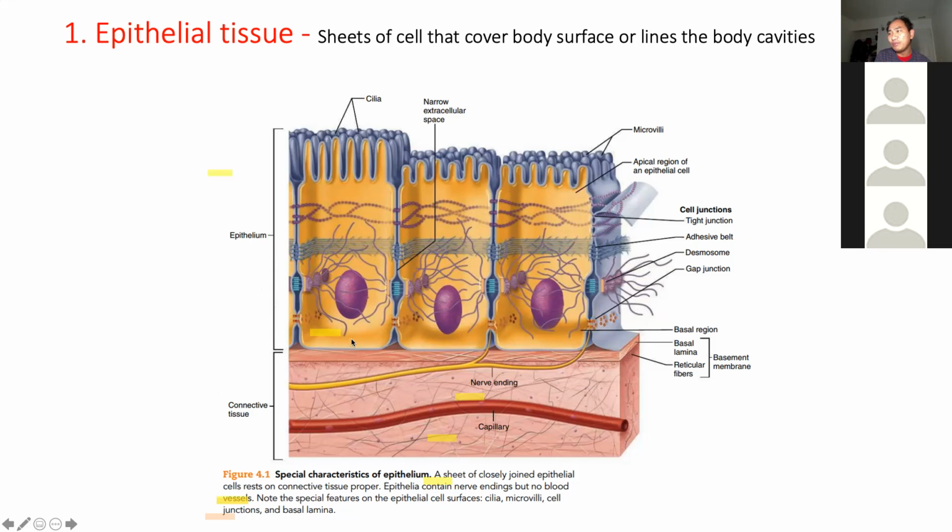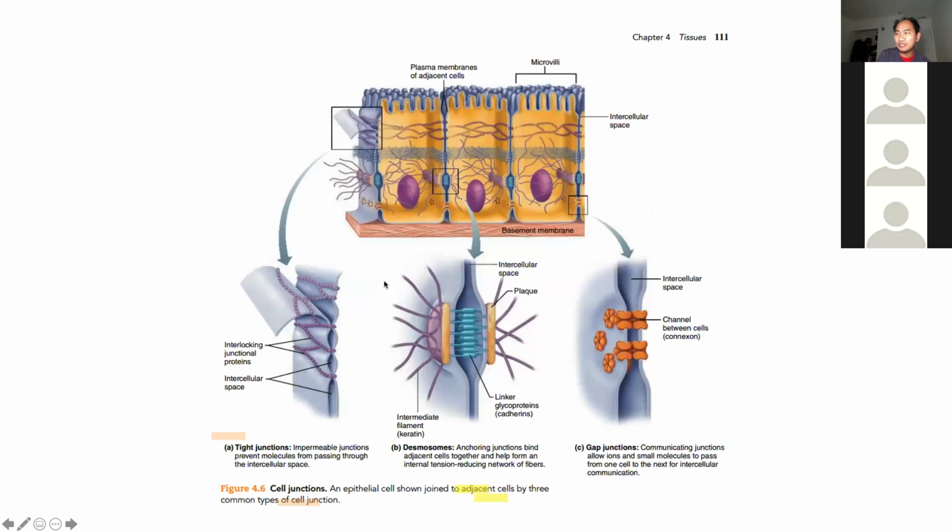And as we remember, there are special connections between the cells. If we look here, gap junction, tight junctions, and desmosome. A desmosome is something sticking two cells together. Gap junction means there is a gap where one cell's content can go through to another. And tight junction, there is nothing that can go through.